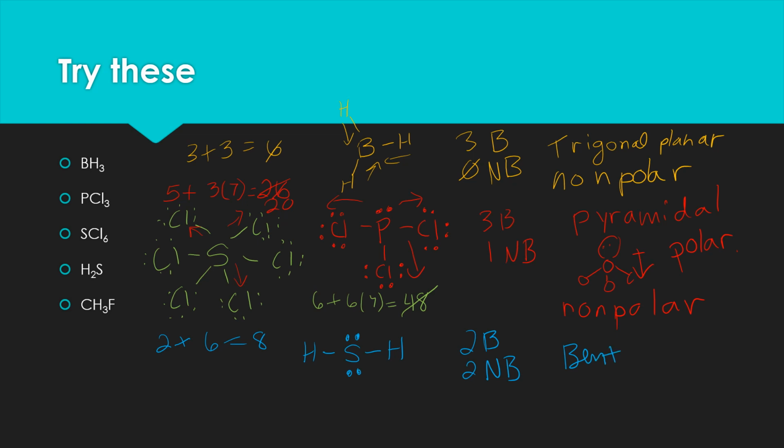Bent is always going to be polar, so if I drew this a little closer to what it would actually look like, we'd have that sulfur atom and the 2 hydrogen atoms, and then our lone pairs sticking up. So our sulfur is going to be more electronegative, so those dipoles reinforce each other, and we get.